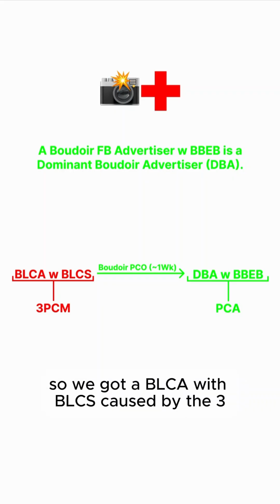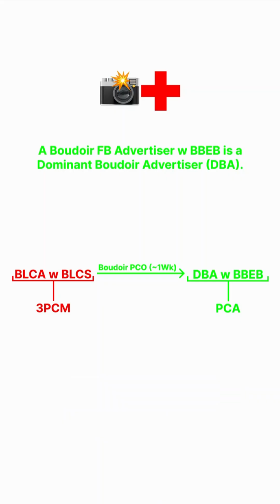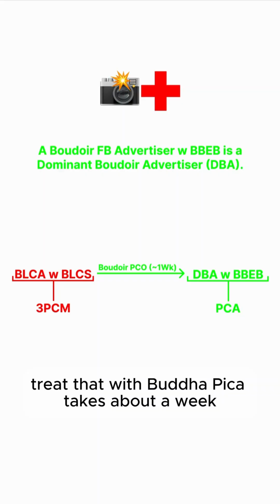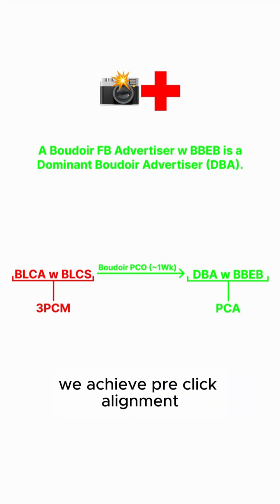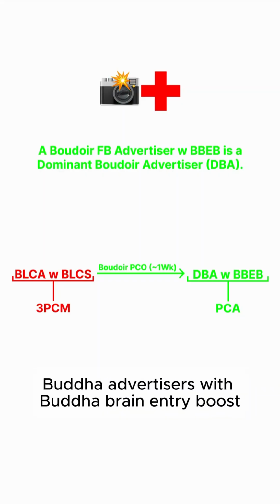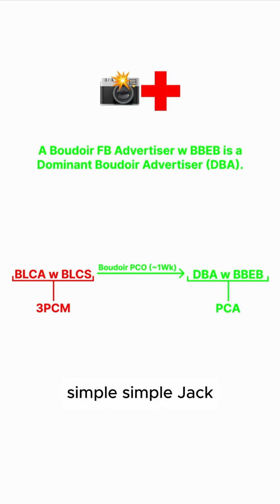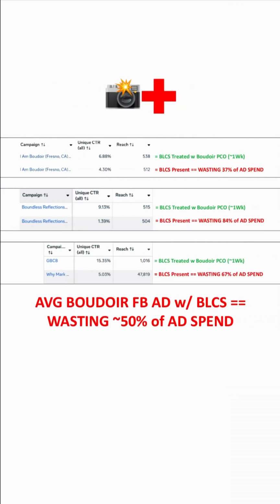So we got a BLCA with BLCS caused by the 3 pre-click mistakes. Treat that with Boudoir Pico. It takes about a week. We achieve pre-click alignment. We become dominant Boudoir advertisers with Boudoir brain entry boost. Simple, jack.